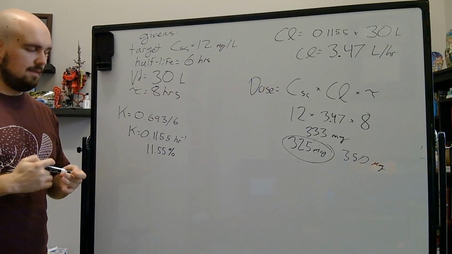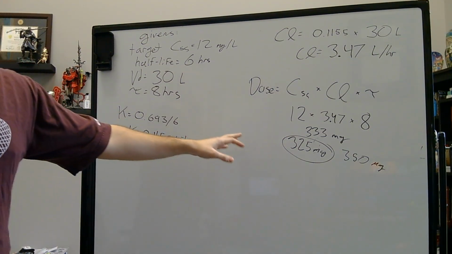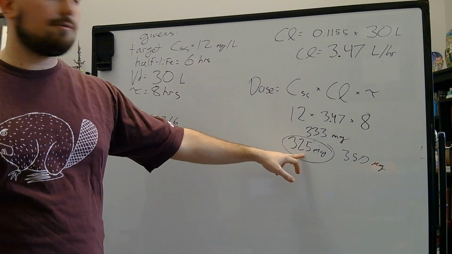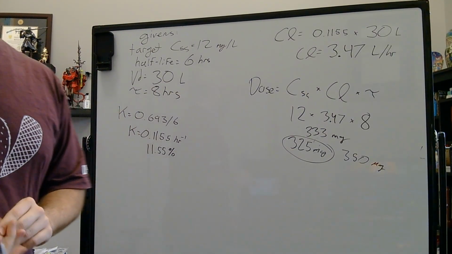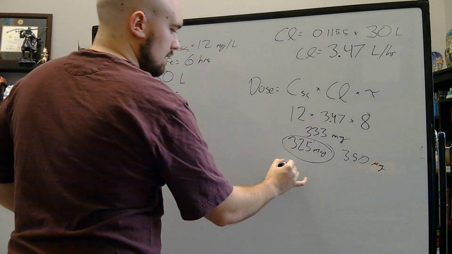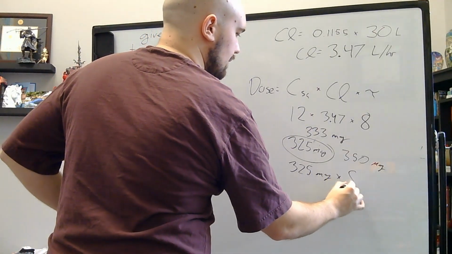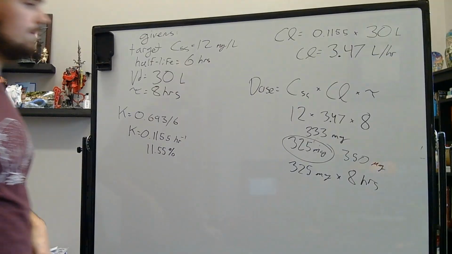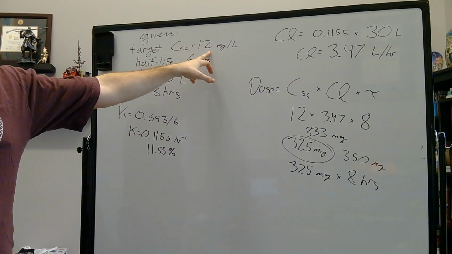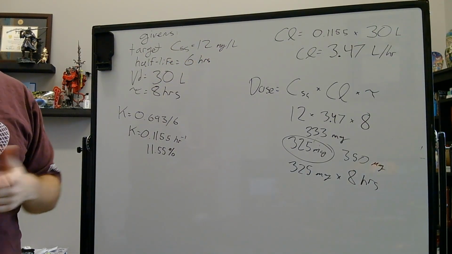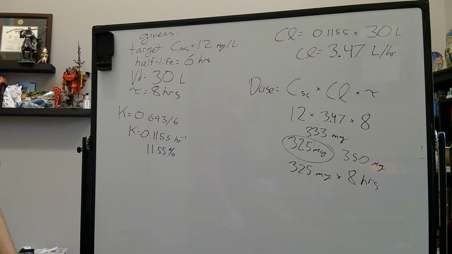Okay, so anyway, now that we know that in this world there's a 325 milligram tablet of this medication called unobtainium, we know that I can dose unobtainium at 325 milligrams every 8 hours to get a concentration at steady state that is roughly 12 milligrams per liter. It's going to be a little bit less than that because it's not exactly 333, but we do the best that we can.